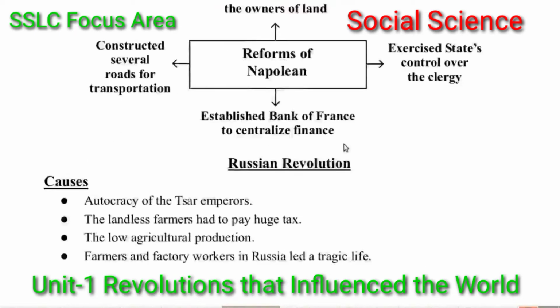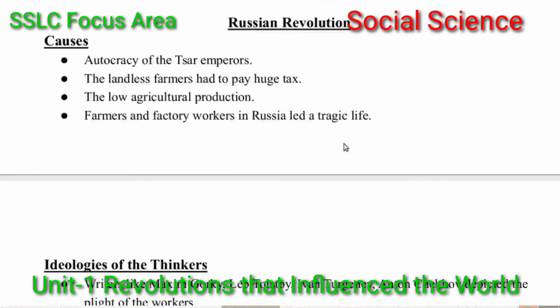The third revolution, the Russian Revolution. What are the causes of the Russian Revolution? The autocracy of the Tsar emperors. The landless farmers had to pay huge tax. Agricultural production was low. Farmers and factory workers in Russia led a tragic life.